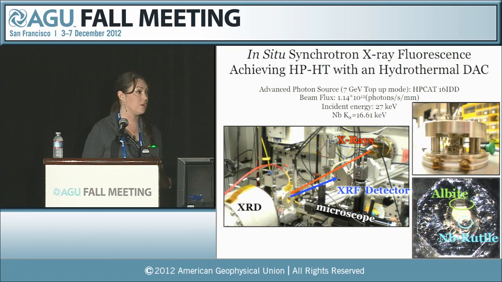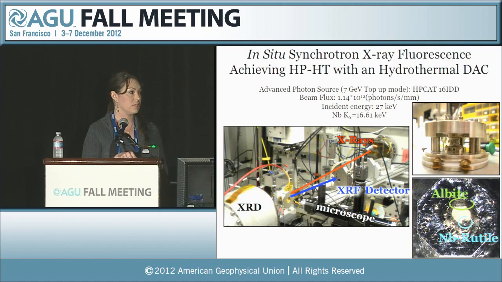The excitation energy of niobium is 16 keV. And so we used a niobium-doped rutile crystal because we can see the niobium K-alpha where we cannot see the titanium K-alpha. And we assume congruent dissolution and calculate our titanium concentrations.